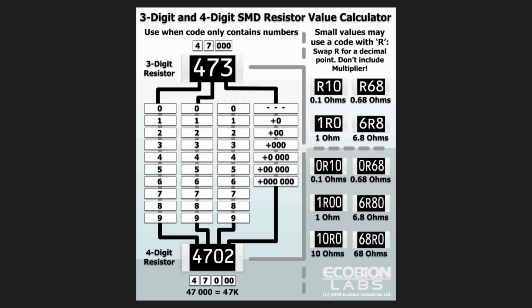And if they give you the R, it is just a decimal point, okay? So R10 is 0.1. 6R80 is 6.80, which is 6.8 ohm, okay? This is how to read it if they give you the R on the SMD resistor.